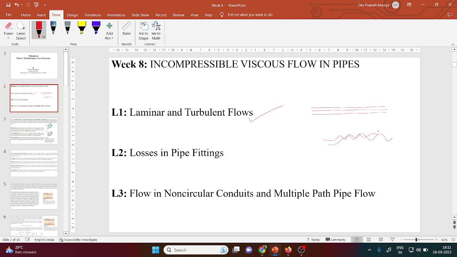So in this type of study, we will see the loss in pipe fittings, the flow in non-circular conduits, and multiple path pipe flow. Multiple path pipe flow means there is a single pipe, and from that single pipe, two or three pipes are connected, and again they meet in a single pipe. This kind of thing we will study.